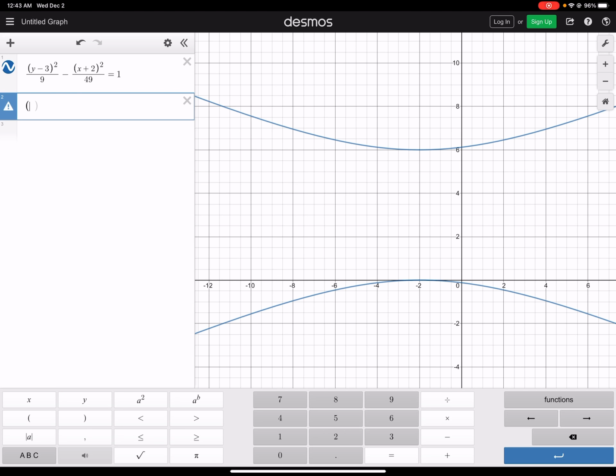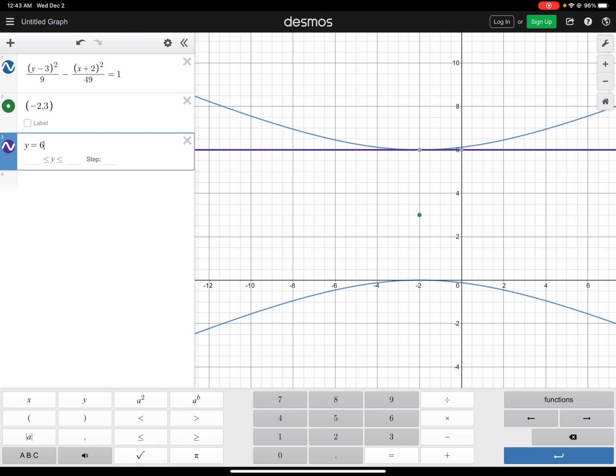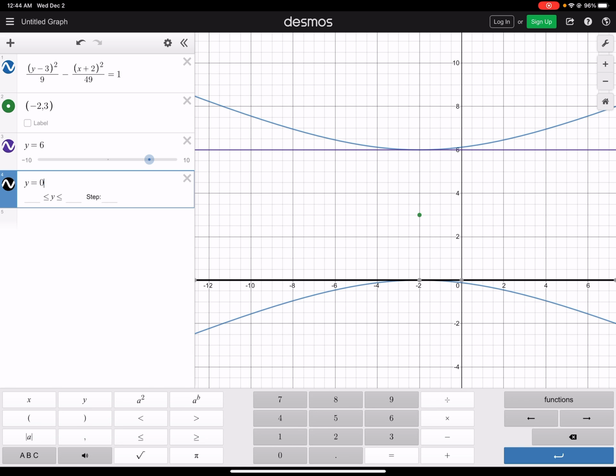And this time I'm going to put in a few of the things that we thought we knew. So I thought that it would be centered at negative 2, comma 3. And if you look there, that looks pretty good. And then we said we were going to go up 3 and down 3 from that. Well, if we went up 3, then y would be 6. And if we went down 3, y would be 0. Then we went left and right 7.